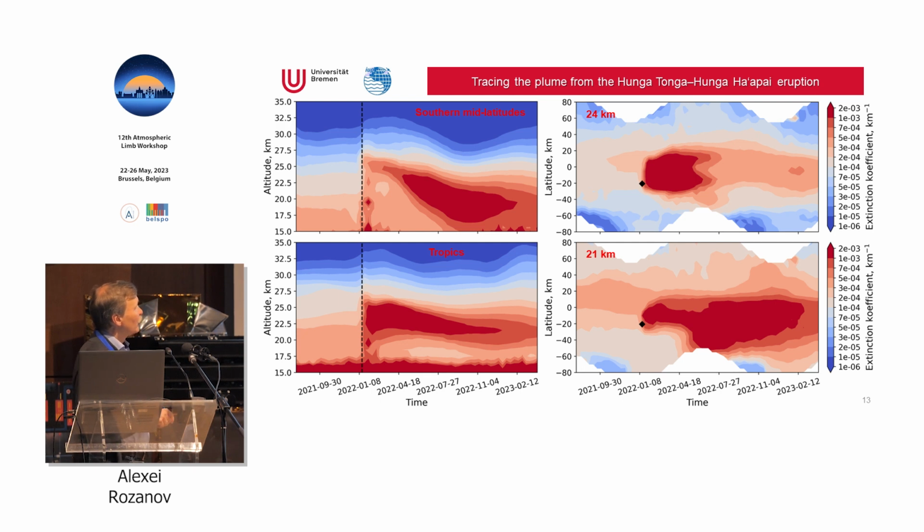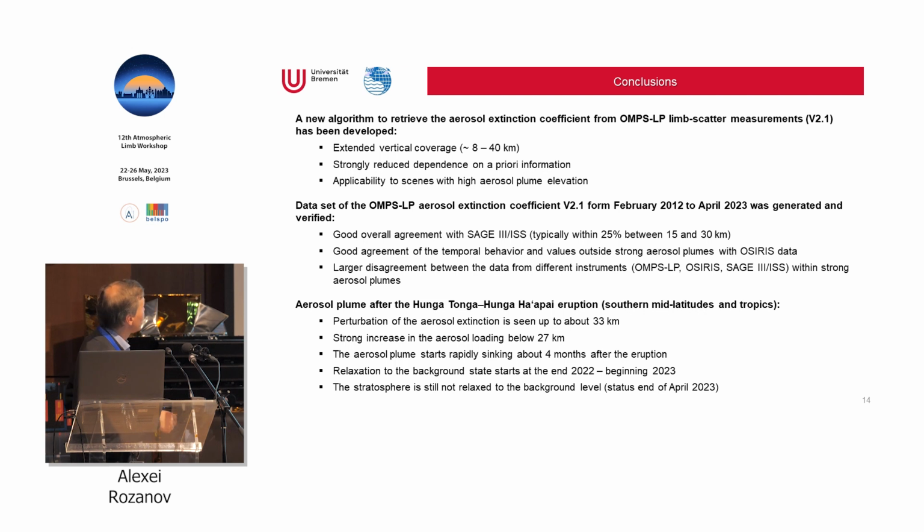And these are two latitude-longitude cross sections for 24 and 21 kilometers. At 24 kilometers, this is the time and latitude of the Hunga Tonga eruption. We see that at 24 kilometers you have more or less immediately the aerosol plume, then it has a quite sharp shape, and then it starts to relax. But at 21 kilometers it's initially small, and then it sedimentates, comes down from the upper latitudes, and then starts to spread. And now I come to my conclusions.